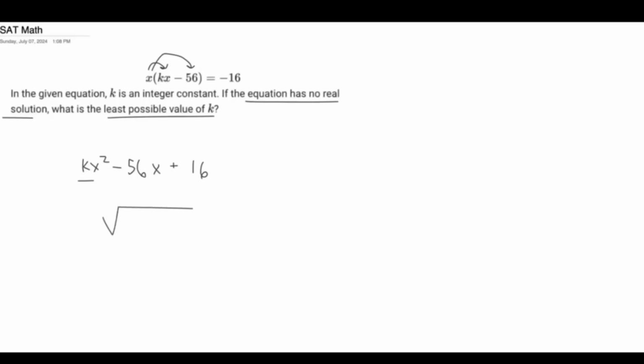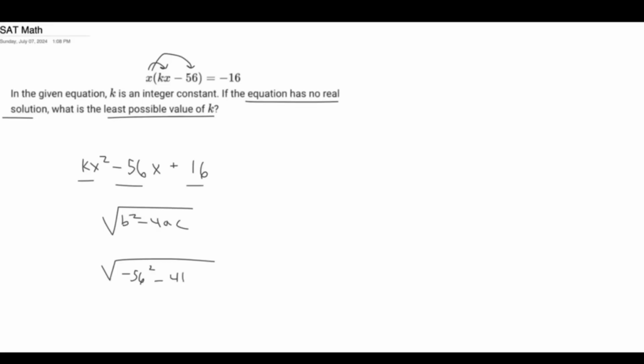So the discriminant is just b squared minus 4ac, right? Basically, when the discriminant is a negative number, there's going to be no real solution. Therefore, now that we have the values, we should just plug it in. So in our case, we know what b is. Our b value is negative 56. So negative 56 squared. And then we're going to have our c value, which is 16.